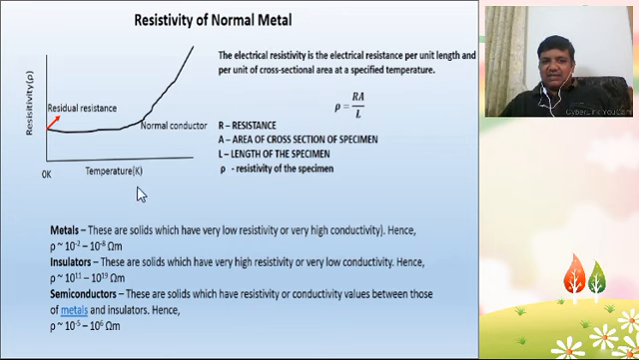You can see the graph between the resistivity and temperature, and this is the low temperature. If you reduce the temperature, the resistivity decreases. So, what is the resistivity? Resistivity is the electrical resistance per unit length and per unit cross sectional area. So, rho is equal to R A by L, where A is the area of cross section, L is the length, and rho is the resistivity.